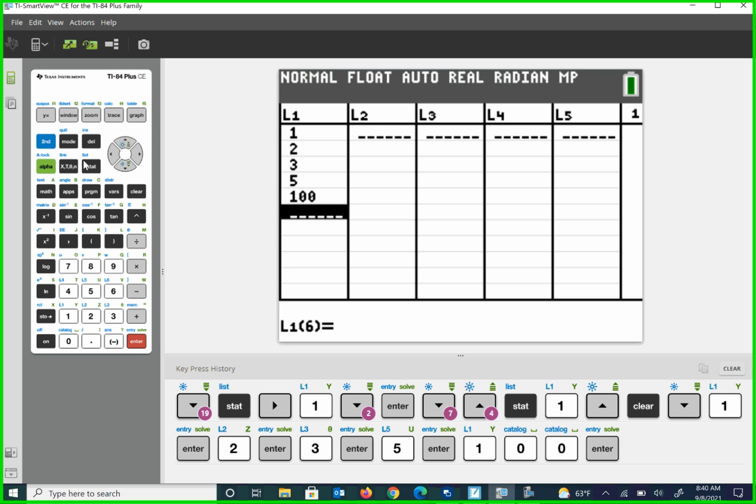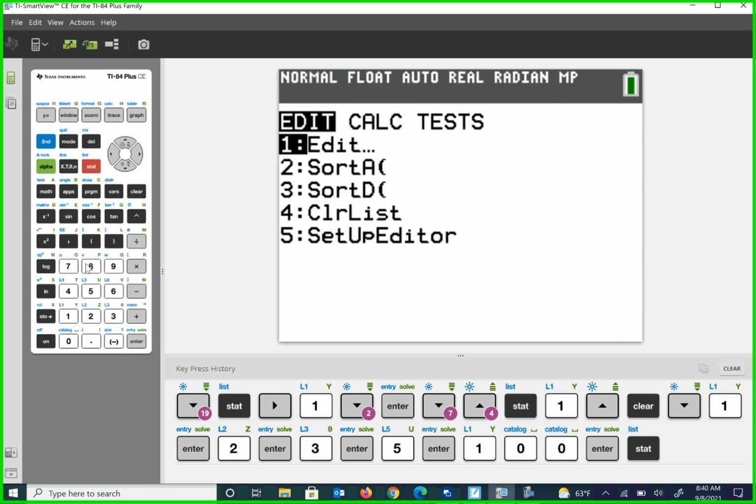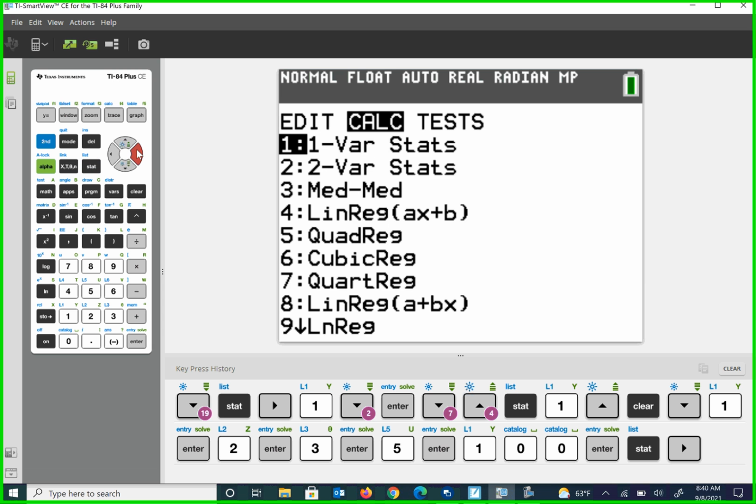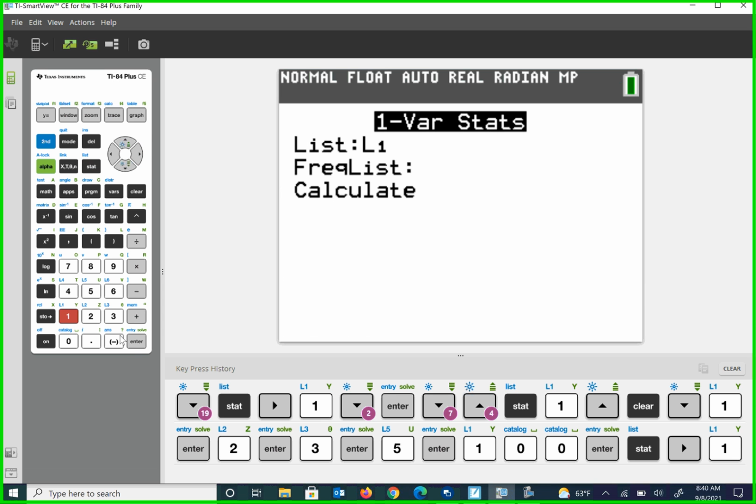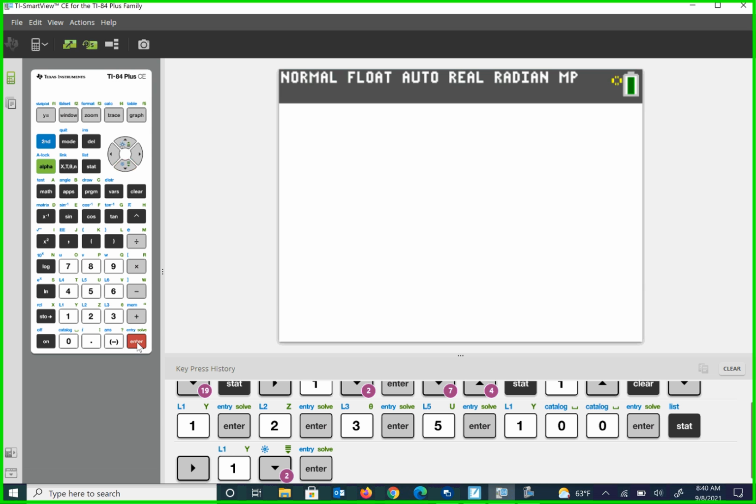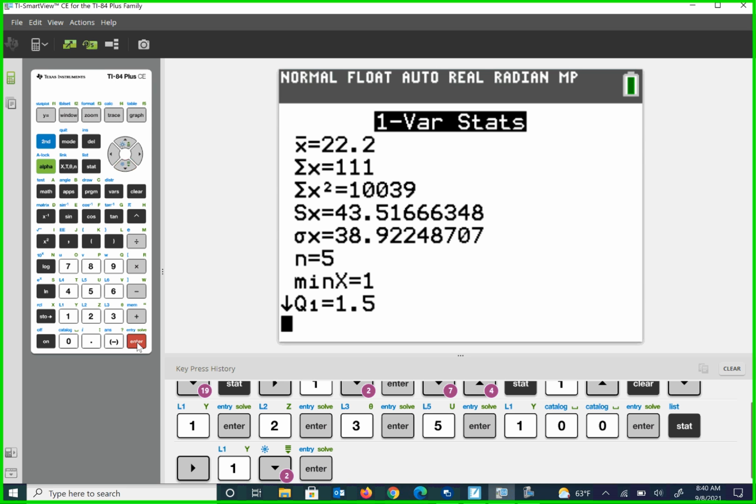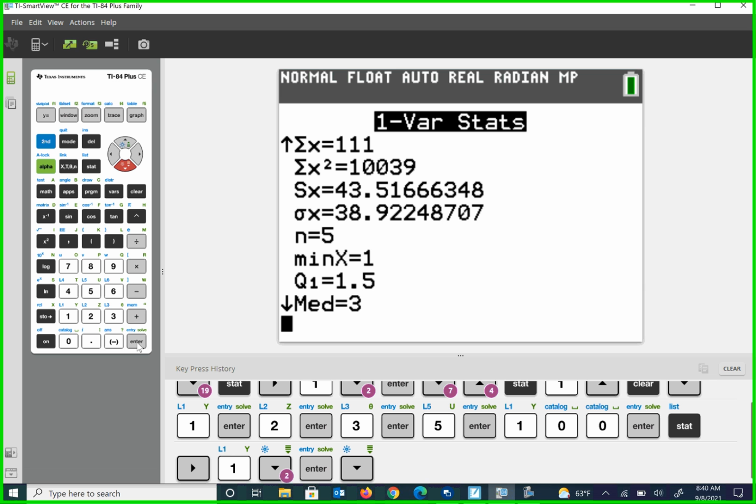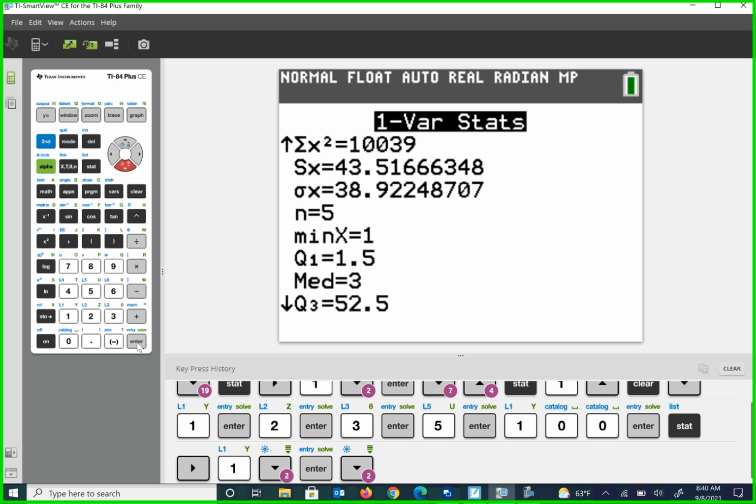So then once your data is in, stat, one variable stats, so go over to calculate. So we have a mean of 22.2. Okay, so that 100 impacted that very much. And then if I found my standard deviation, our standard deviation is 43.5.